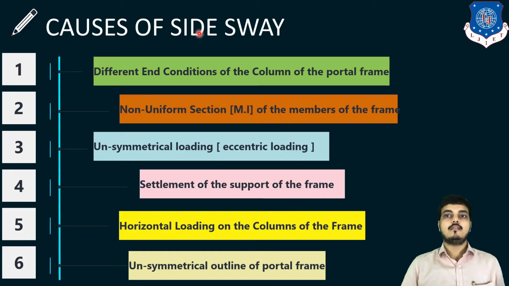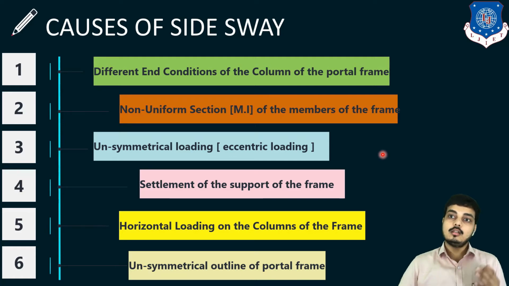So these are the causes of sway. These are the six points by which we say sway will occur in our frame: different end condition, different MI, unsymmetrical loading, settlement of support, horizontal loading, and unsymmetrical outline of the frame. All these conditions say that sway will occur in that particular frame. We have to remember all six points. With the help of these six points, we can determine whether sway will occur or not.